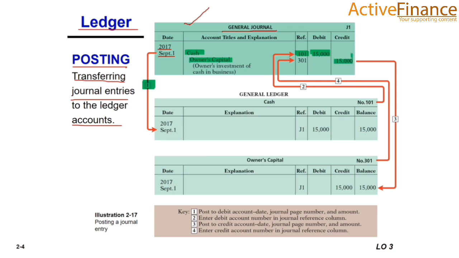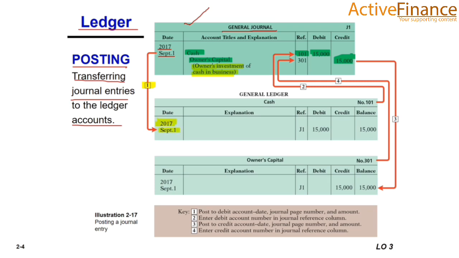So we have done this entry in general. This is the explanation of the transaction in which we record the investment of cash in the business. First step, we will provide the date of that entry.